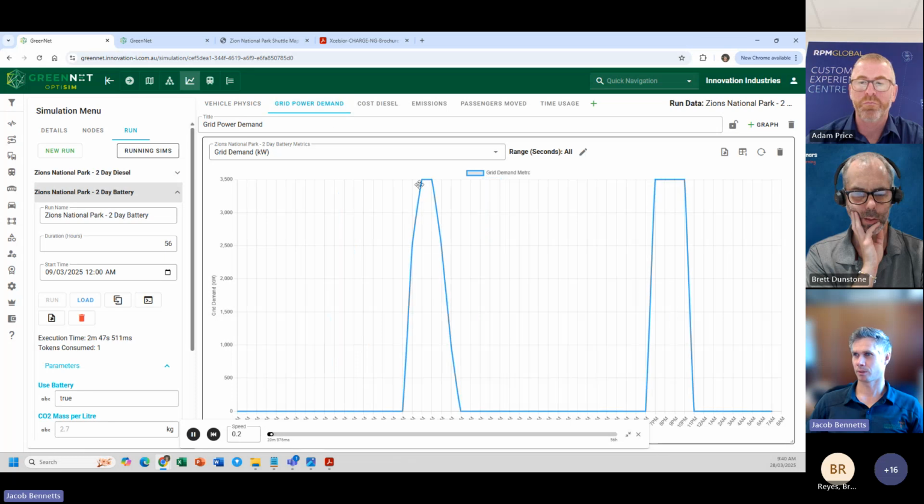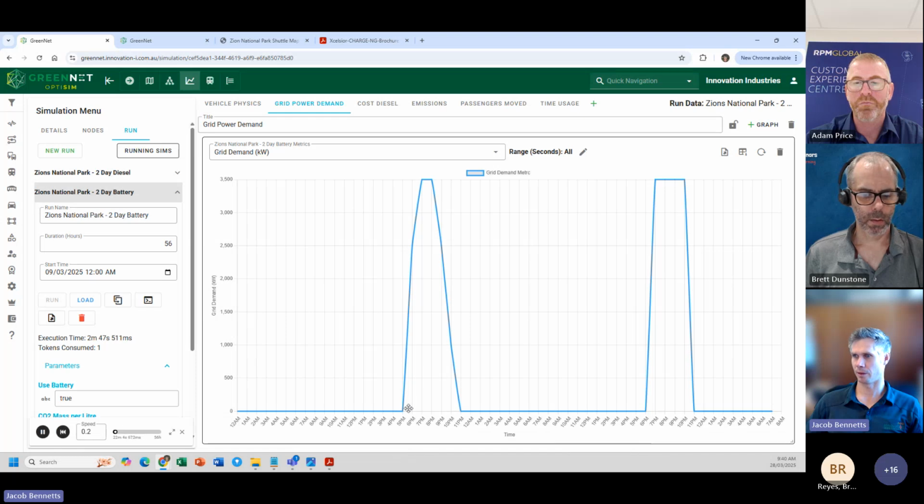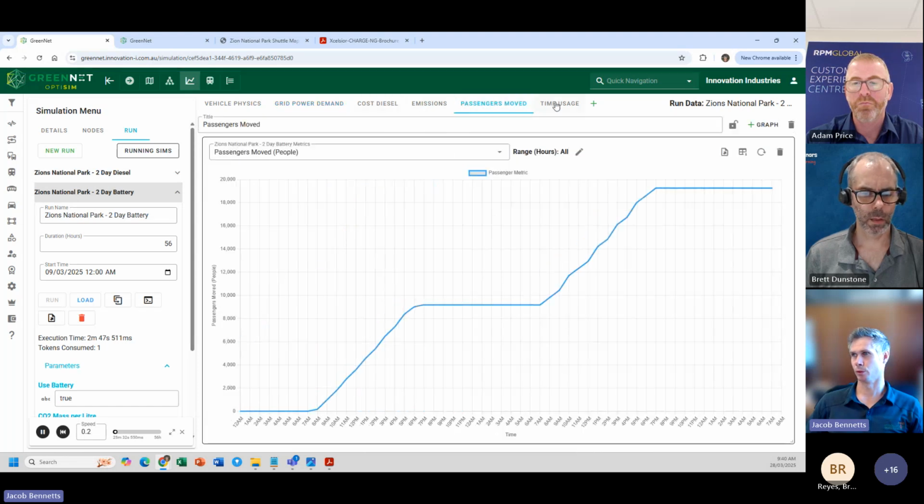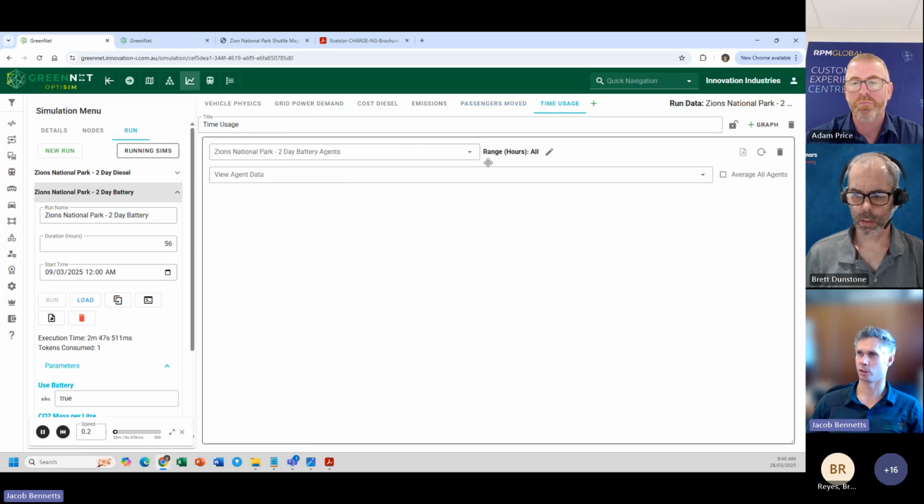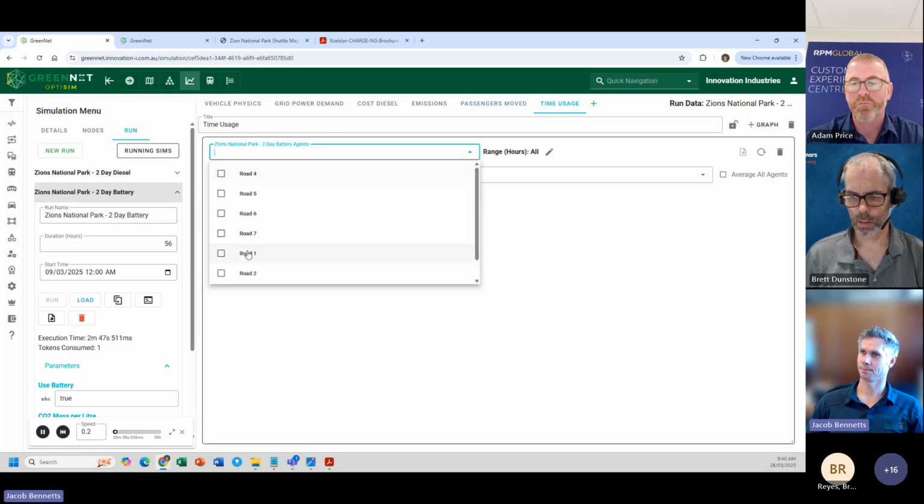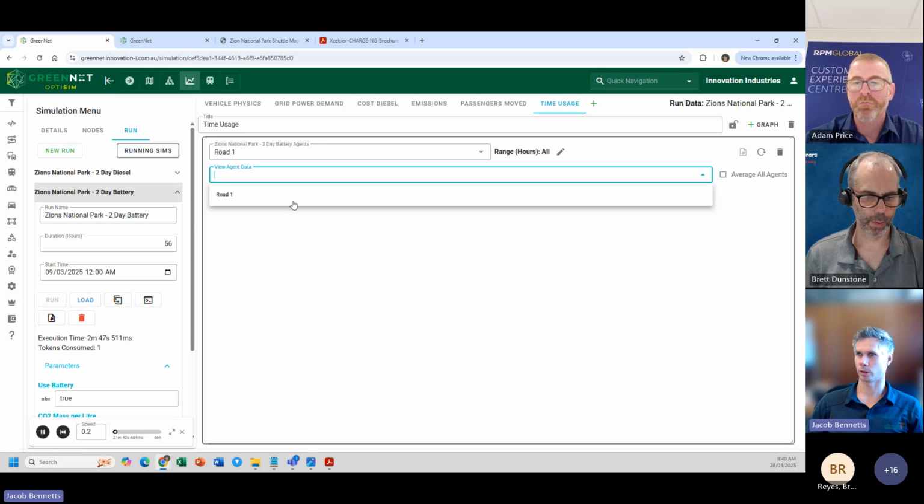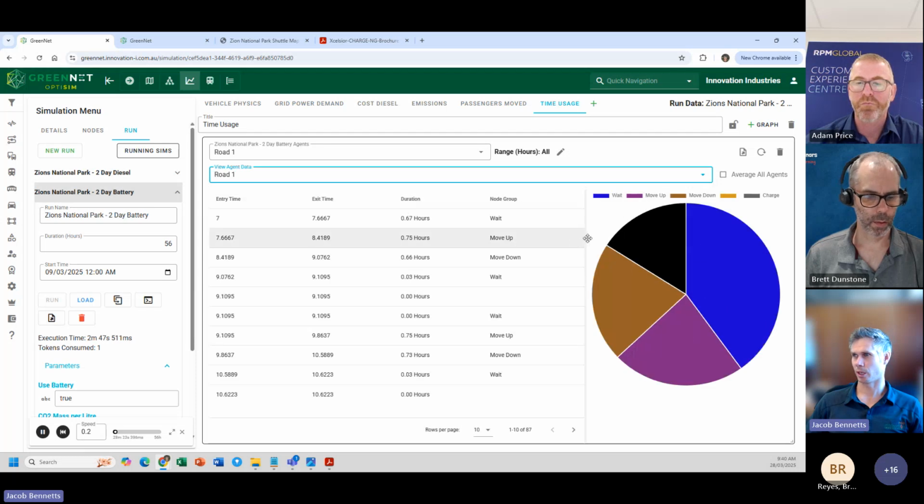It also told us what the charging infrastructure would need to be for their fleet when they're charging at night. You can see there, from 5 p.m. it looks like they finished charging about 11 p.m. on that day, and a bit different on that day. And we can look at things like passengers moved. We can look at time usage of a particular vehicle or a group of vehicles, what they spent their time doing: waiting around, charging, going up, down, etc.